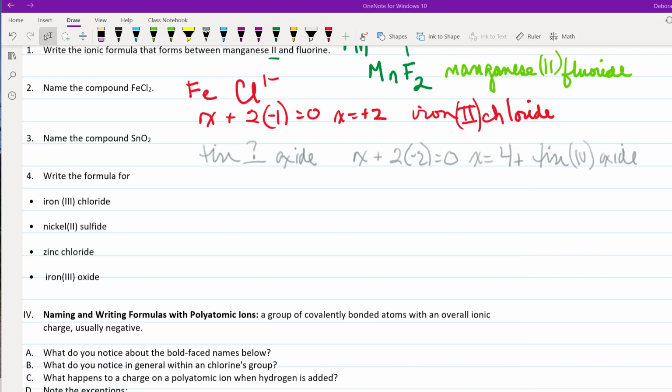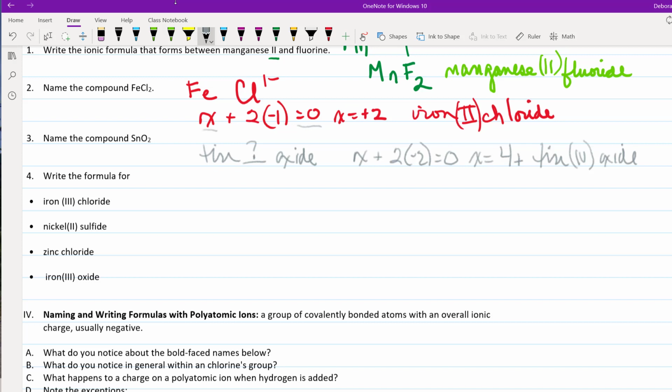Again, we're trying to name the compound FeCl2. We need to know the charge on the iron, so we can work backwards to find that charge. If we let X be the charge on the iron ion, and we know it takes 2 chloride ions to balance it, the overall compound must be neutral. Then we solve for X. 2 times -1 is -2, so X becomes +2. So we know to use the iron 2, Roman numeral 2, version of this transition metal, and chloride is the nonmetal.